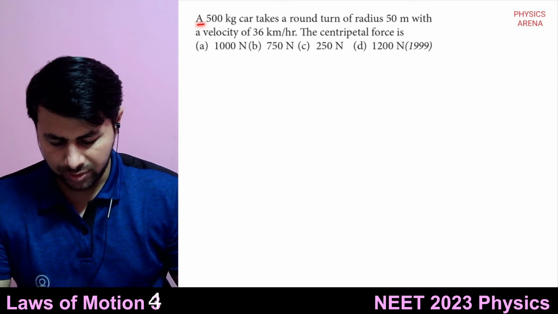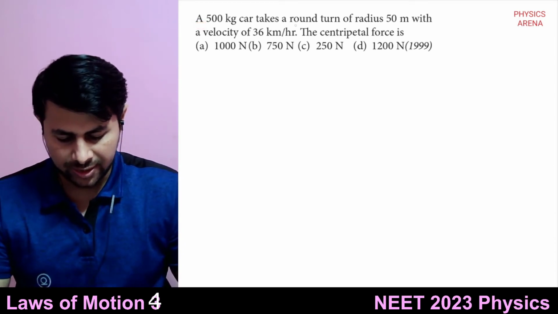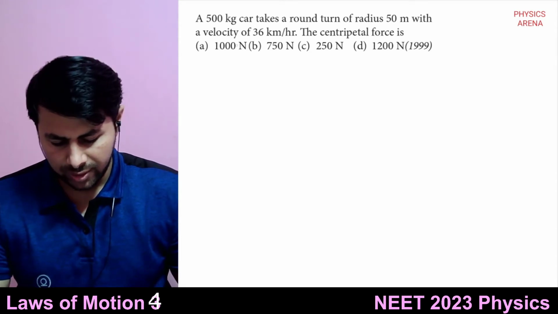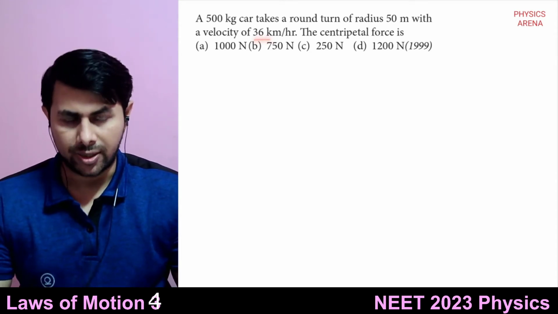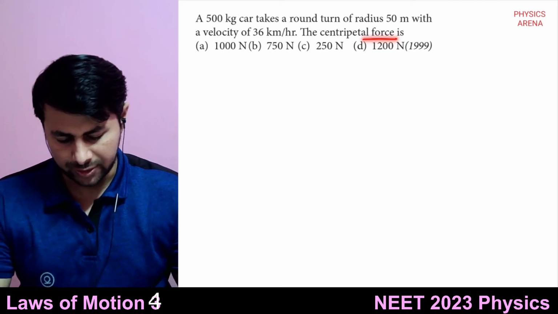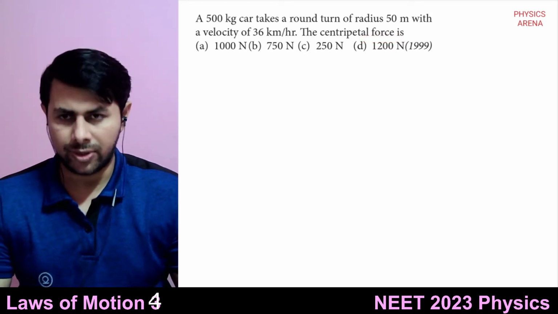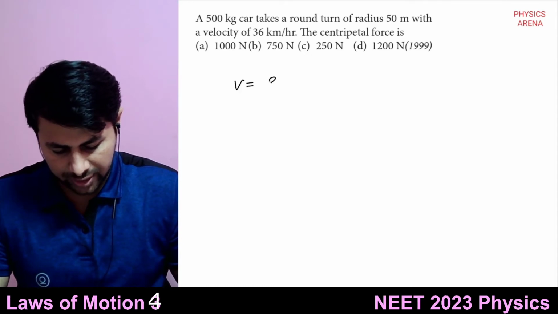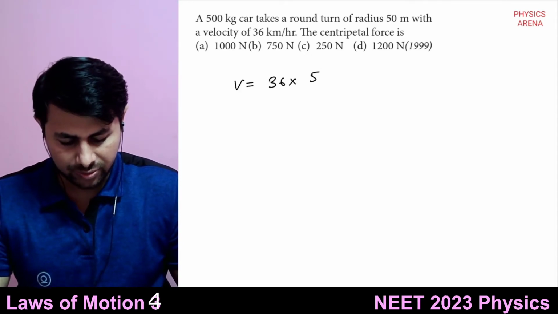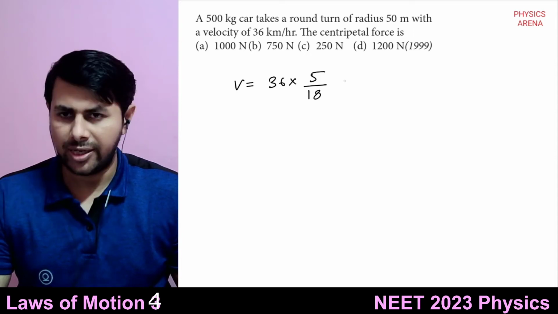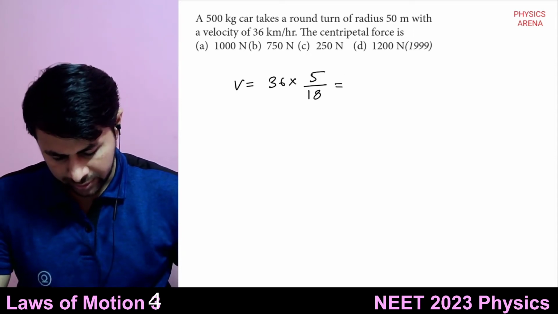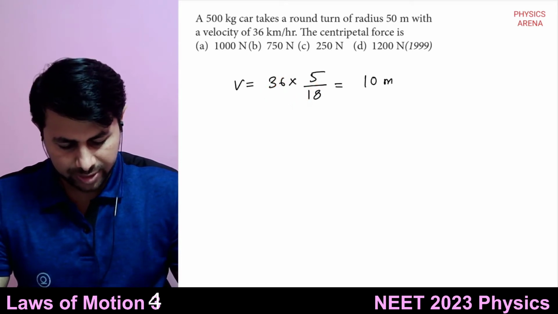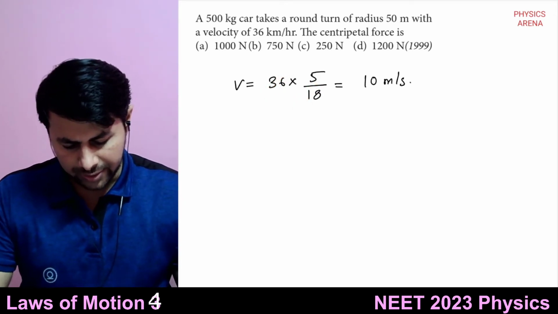Let's see the next problem. A 500 kg car takes a round turn of radius 500 meters with a velocity of 36 kilometers per hour. Find the centripetal force. So first of all, convert the velocity to meters per second. V is equal to 36 kilometers per hour. We'll multiply it by 5 by 18. So 36 divided by 18 is 2, 2 times 5 is 10. 10 meters per second. Right?